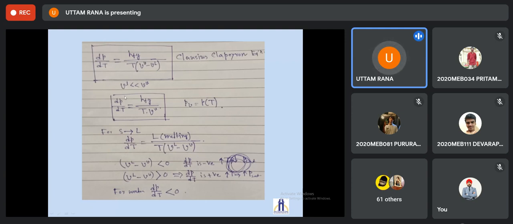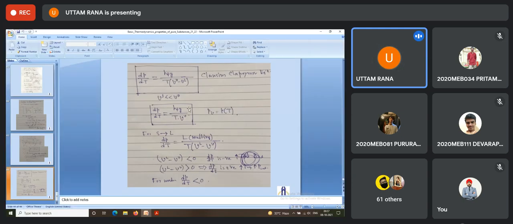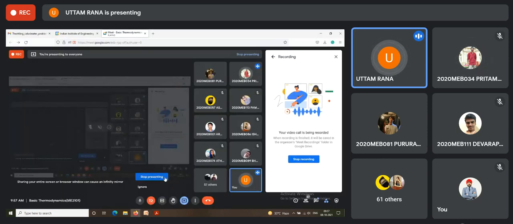If you integrate this, you will get the Clausius-Clapeyron equation, where hfg will be constant and the volume will also be constant, so you can find the relation between pressure and temperature. Any questions? If you have any question, I will try to answer that.